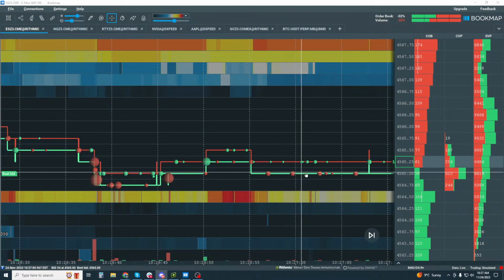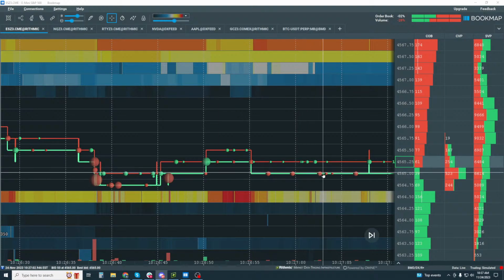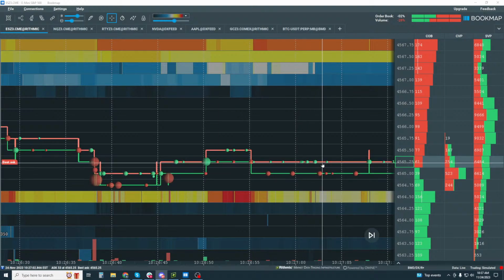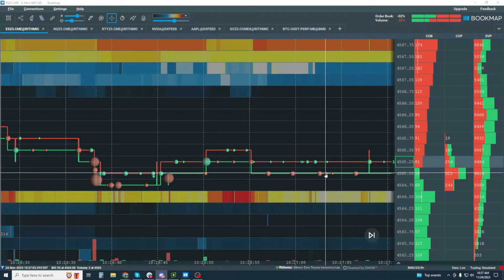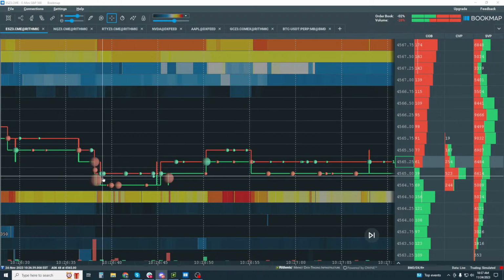There's more sellers here. So when I say more sellers, there's more aggressive sellers in here compared to aggressive buyers. Right? We're not talking about liquidity at the moment. We're just talking about the transactions, which are the volume dots. All right, so these are the ones that move price, though.